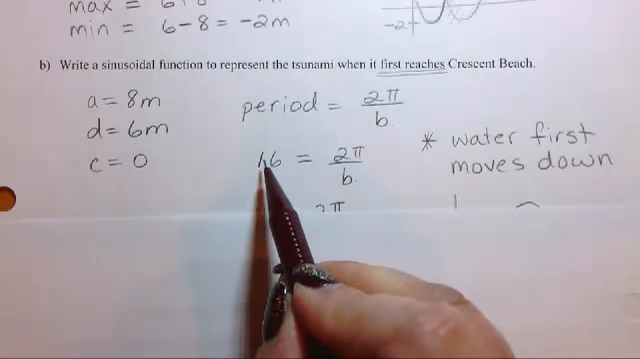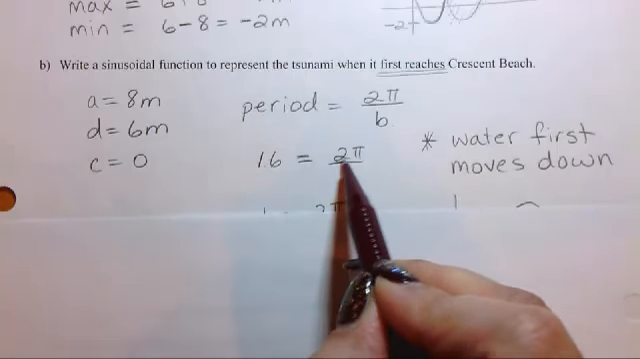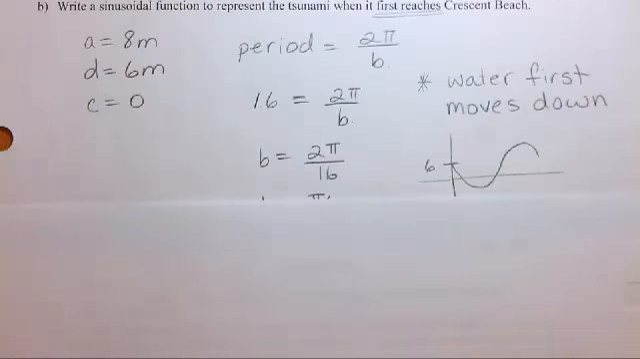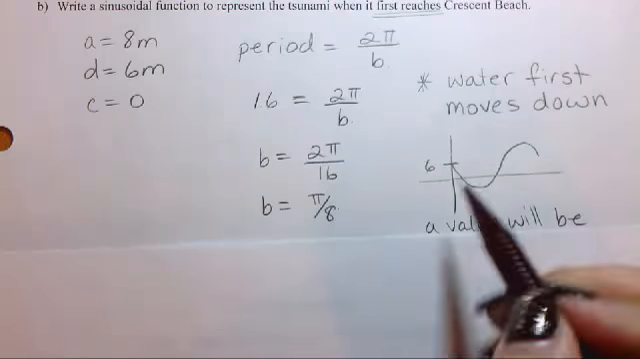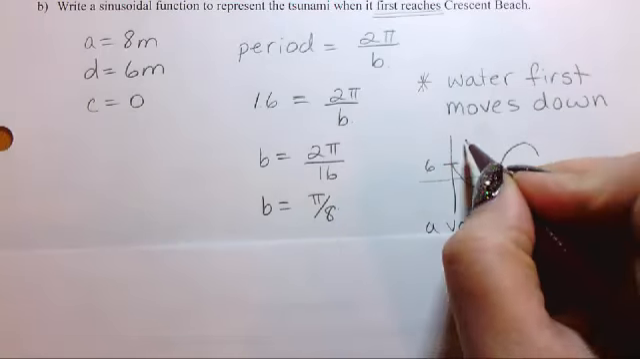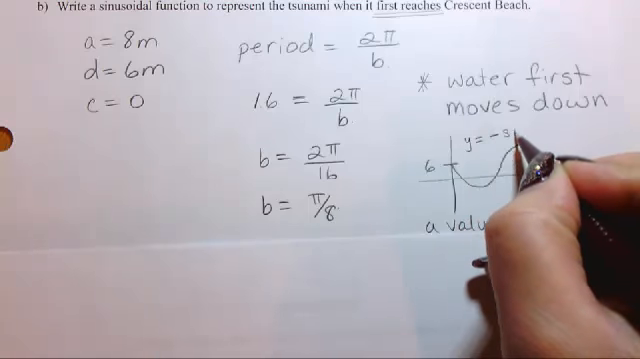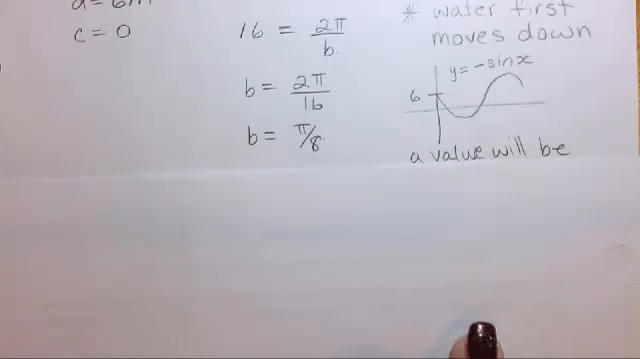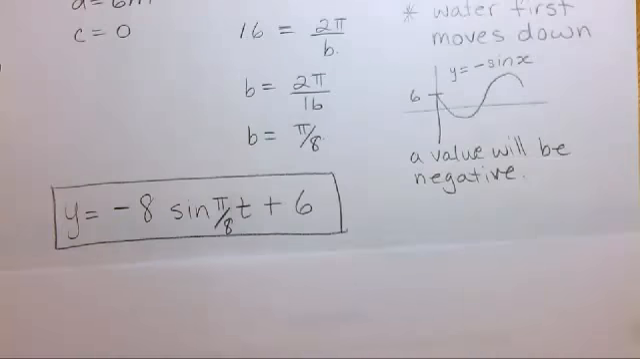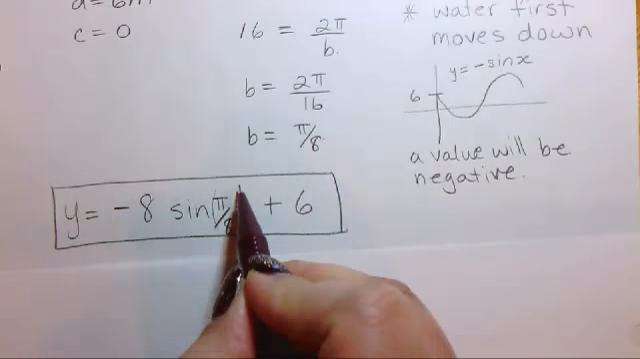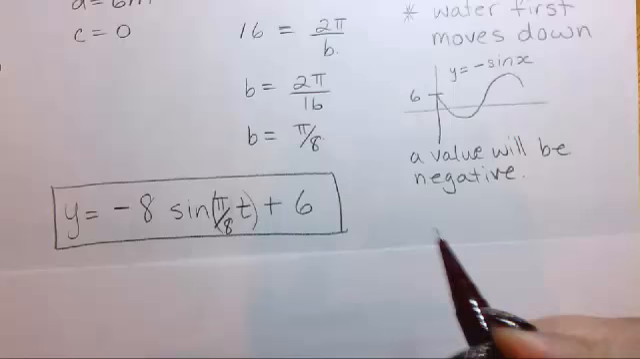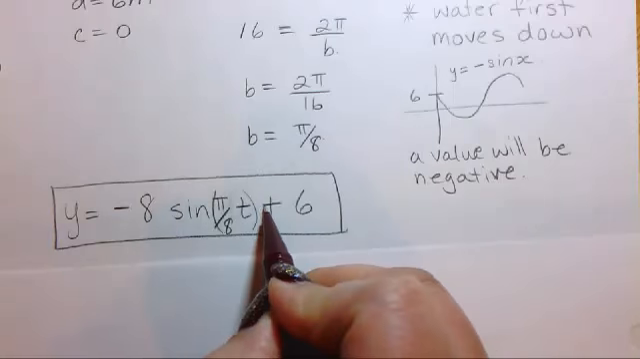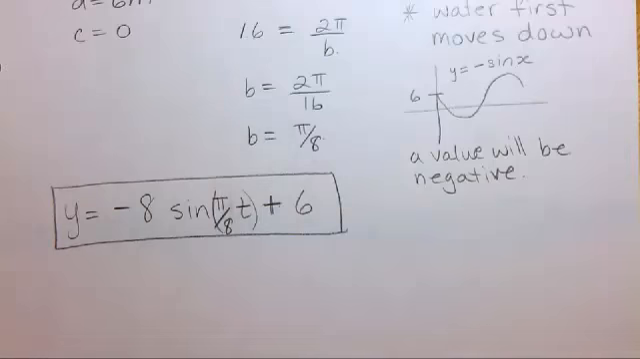My period is 16 minutes. That's equal to 2 pi over B. My B value ends up being pi over 8. Since the water moves down first, this is a y equals negative sine function. So my A value in this case isn't going to be 8. I'm going to write it down as -8. And here is my B value. I can put a bracket in there. And a +6. So this is my midline here. All right, so there you have it.